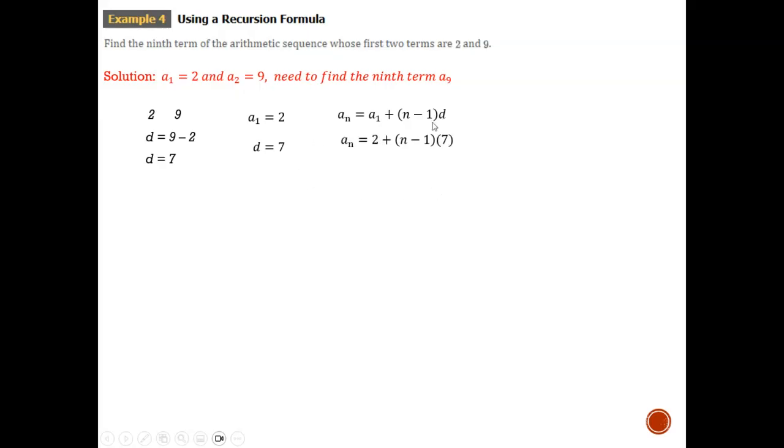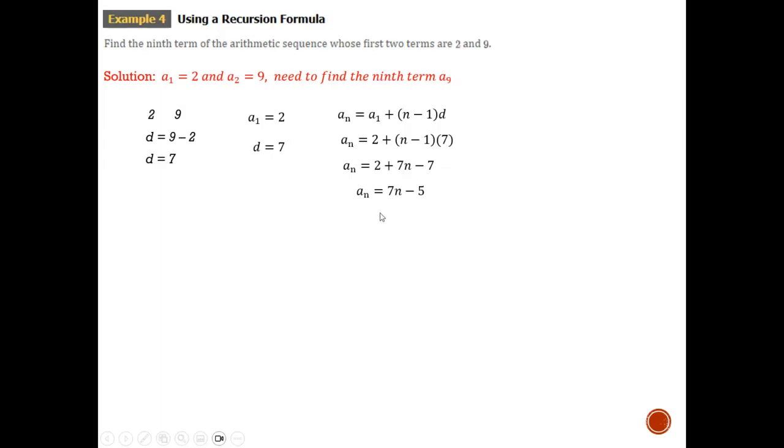So I have my D value. I have my A sub 1 value, which is 2. Plug everything in to get a general formula for an nth term. So it stays in terms of n. So 7 times n, 7 times -1. 2 minus 7 is -5. 7n minus 5.